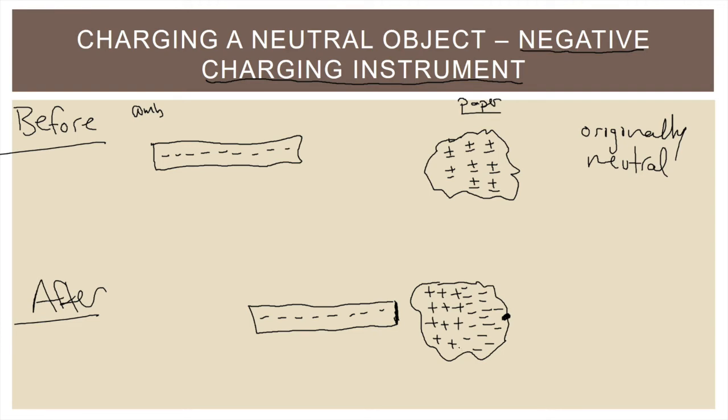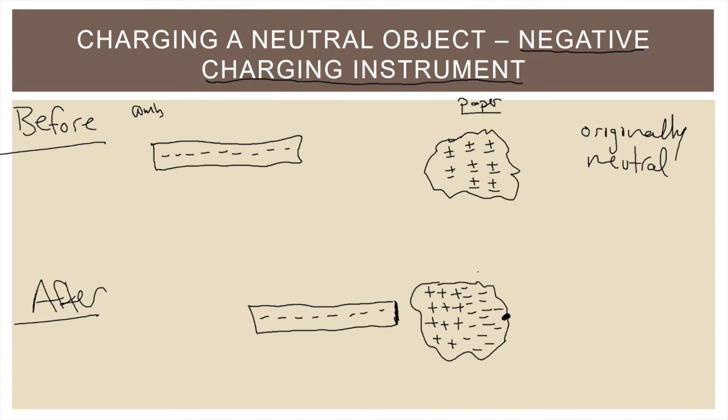But it is clear that on this side of the piece of paper, the protons, which never ended up moving in the first place, because again, protons do not move in solids, are now clearly outnumbering the electrons on this side of the paper. That's why we represent this side as being a net positive charge.